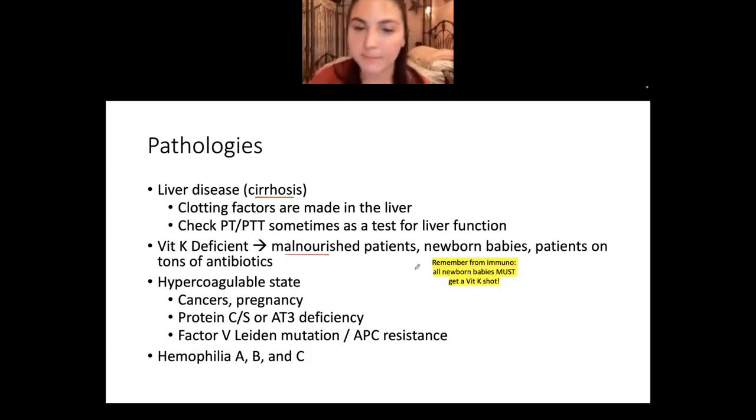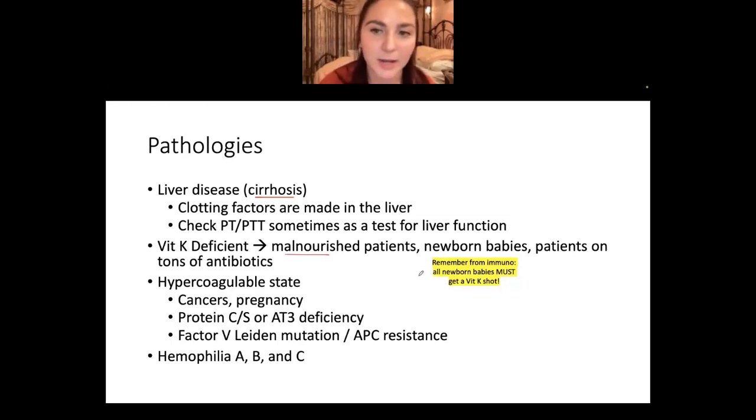Newborn babies are vitamin K deficient. And then throw back to immuno where I mentioned that all newborn babies get a vitamin K shot. I think there were little vignettes where a mom doesn't go to the hospital. She wants to do a natural birth. And now the baby's dying or something, sorry, but it's like that. You need to give that baby a vitamin K shot because they can't make vitamin K yet. And as another reminder, your bacterial flora makes vitamin K, and newborn babies don't have their own flora yet. That's why they're vitamin K deficient.